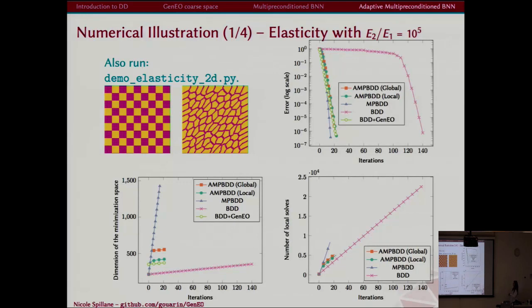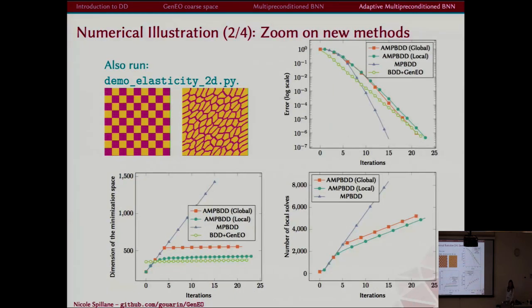Now I go back to the case where I have the irregular partition into subdomains. I solved now with both versions of the adaptive multi-preconditioned algorithm. Convergence is very fast, much faster than with BDD. This is just the same, but removing the curve that was slow, so it's sort of a zoom into the new methods. Essentially all the adaptive methods converge in the same number of iterations.